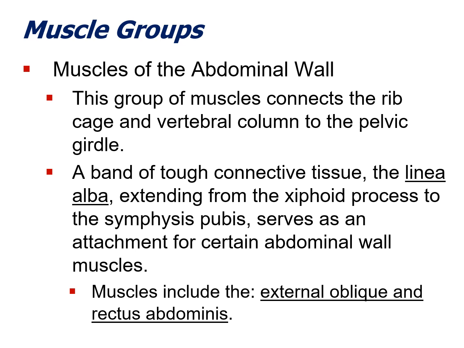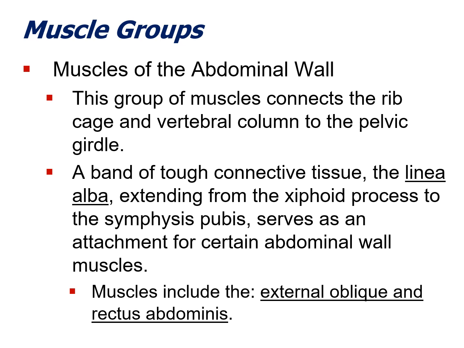All right, here's some muscles that are, to me, pretty interesting. You can look at these on the torso models. This group of muscles basically connects the rib cage and the vertebral column to the pelvic girdle. And there's a band of connective tissue. It's really tough connective tissue. It's called the linea alba. And you can see this on those models. It extends from the xiphoid process all the way to the symphysis pubis, or the pubic symphysis. And this serves as an attachment for certain abdominal muscles. So it's an important structure to know.